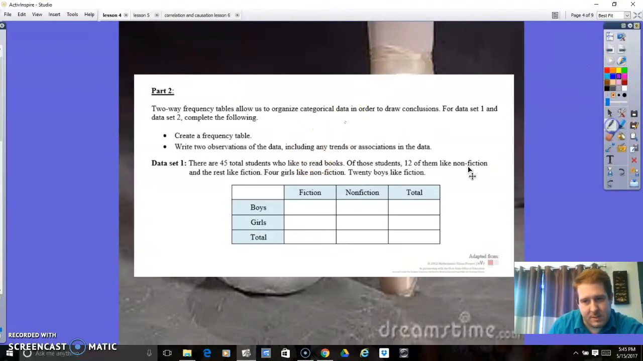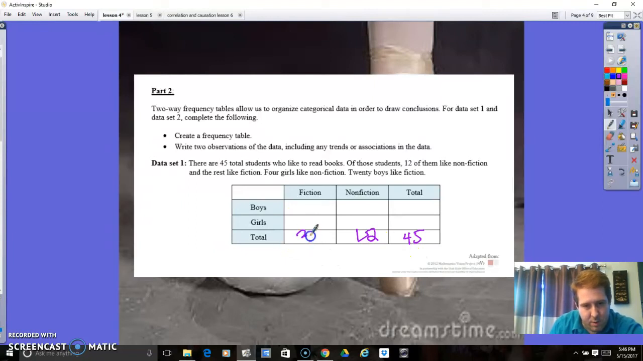Now, looking at this story, this is pretty easy. A two-way frequency table allows us to organize categorical data in two different ways and draw conclusions. Create a frequency table. Okay, there are 45 total students who like to read books. Total people who like to read books, so that's the very total. That goes right here. Next piece of data. Of those students, 12 of them like nonfiction. So that's going to go right here. Now, based upon what we know, what plus 12 makes 45? That happens to be 33.